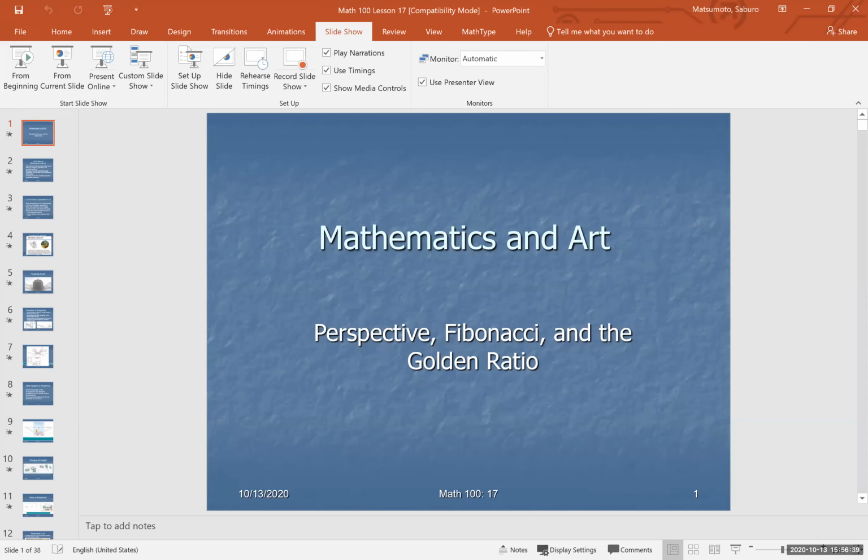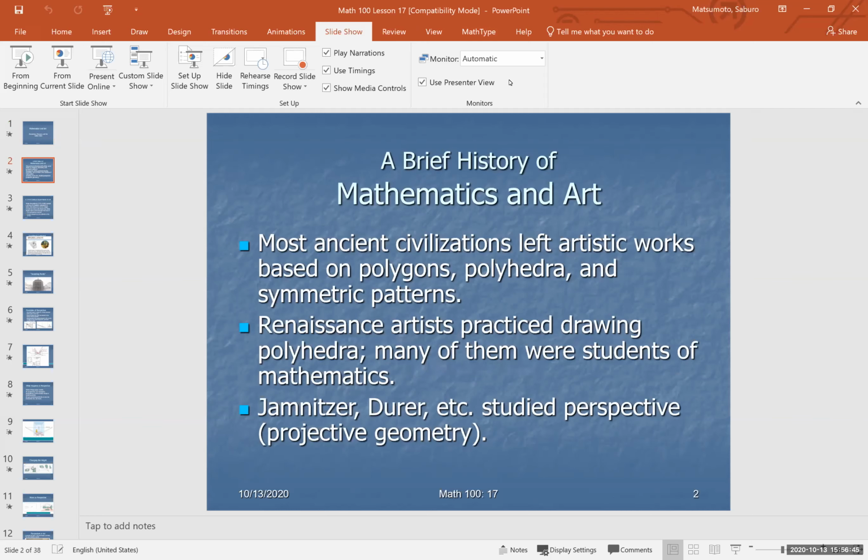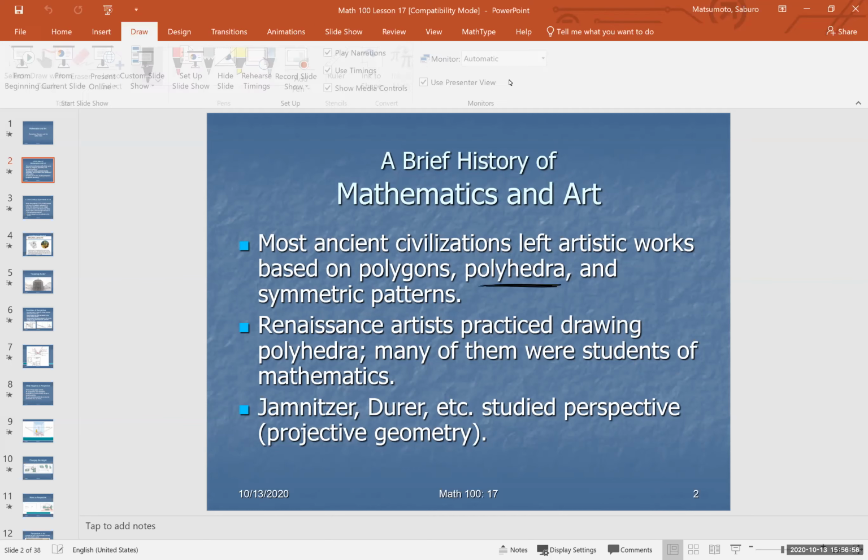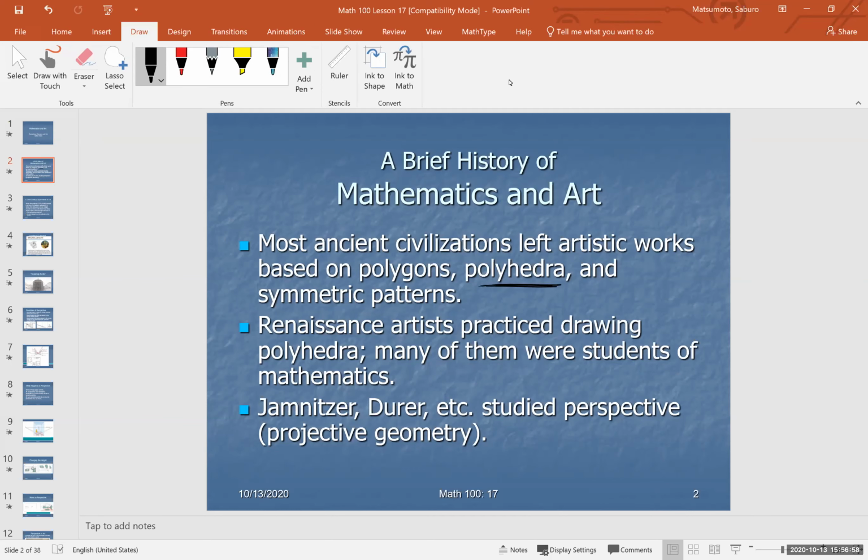Okay, so as I said, I've been talking about perspective, and what I wanted to show you, maybe I'll just go back and give you a little more background here. As you know, most ancient civilizations left artistic works based on polygons and other things. Polyhedra, these are the three-dimensional objects, and maybe I'll just do this. Polyhedra, okay, so these are like things like, let's see.